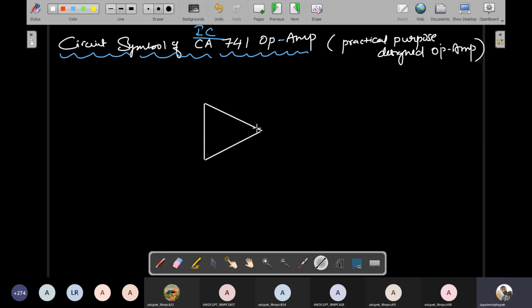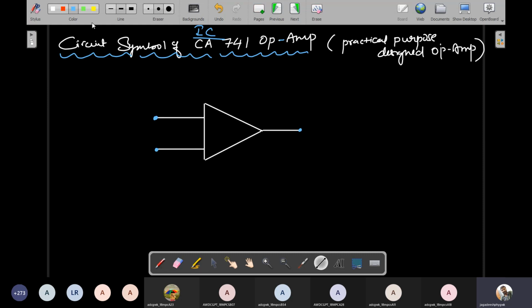This is the logic symbol. I just drew the logic symbol. These are the inverting and non-inverting terminals. After that we'll collect the output from here. This is the input voltage, I'll mention it with another color, and this is the output voltage.